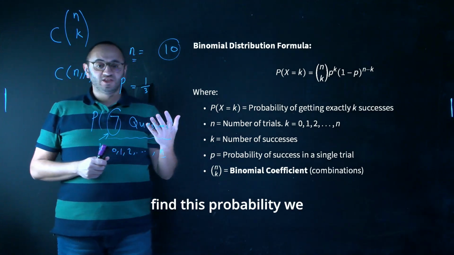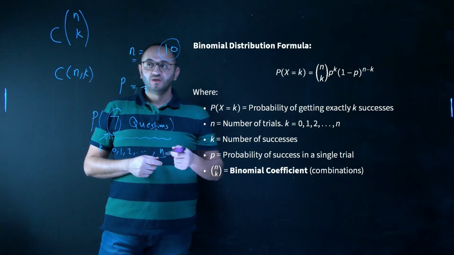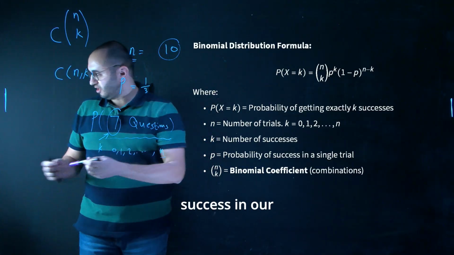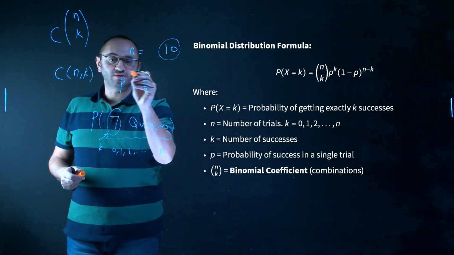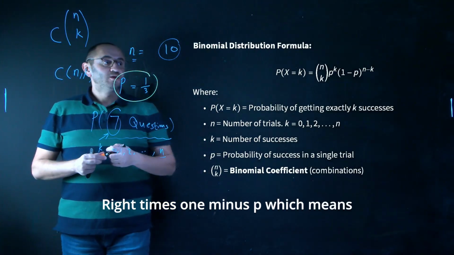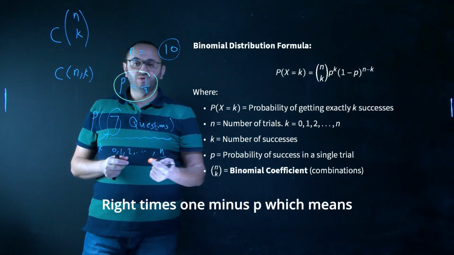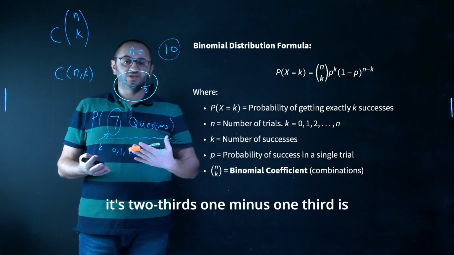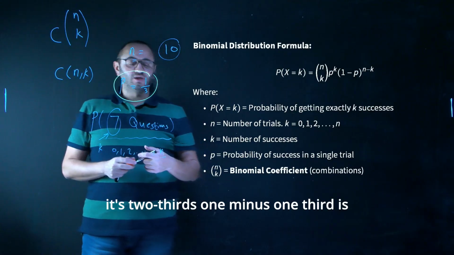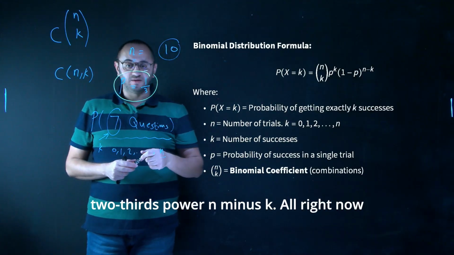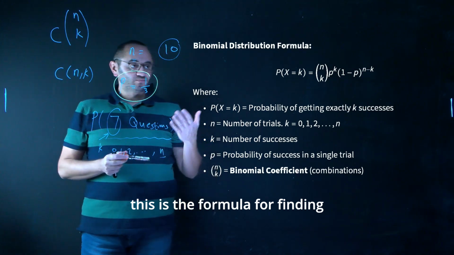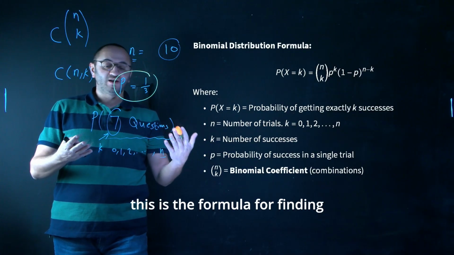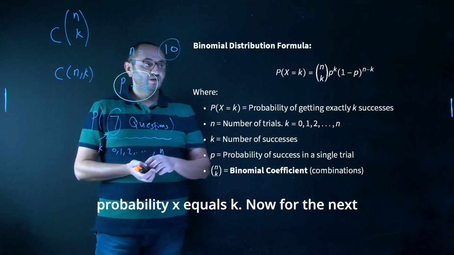All right, so to find this probability, we have to use this formula. n choose k times p, which is the probability of success, in our example, p equals 1/3, right? Times 1 minus p, which means the probability of failure, or the complement of p. So in this case, 1 minus 1/3 is 2/3, to the power n minus k. All right? Now, this is the formula for finding the probability that X equals k.